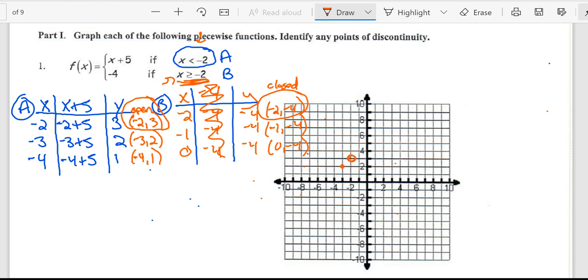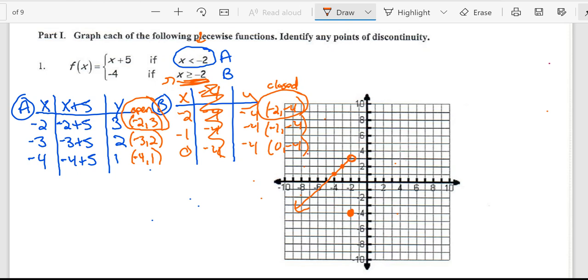And then I have negative 4, 1. And I will put my arrow going that way. Now the other part of the graph, I start at negative 2, negative 4. That's my point. Now that one's closed, so I want to have a solid dot like that.